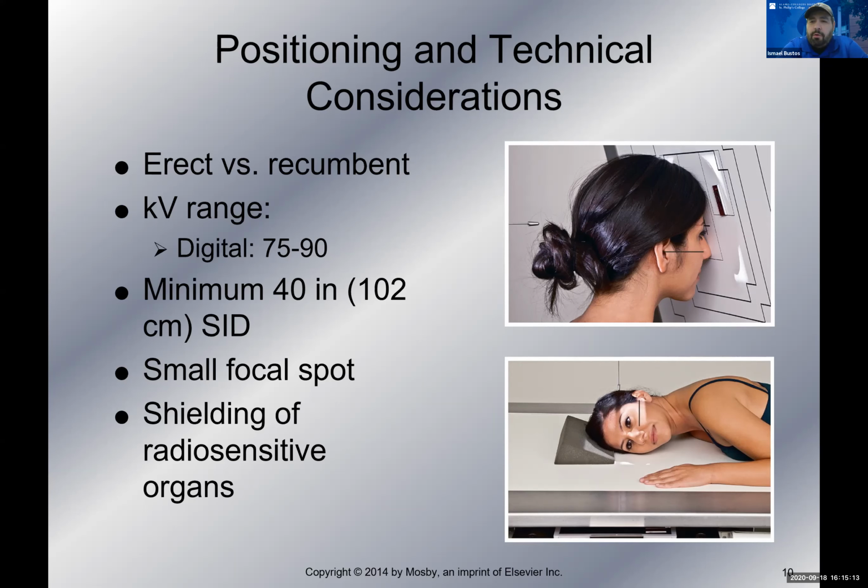The kVp range you'll see for all projections of the skull is somewhere between 75 to 90. So it normally doesn't go above 90 kVp. Minimum SID is 40 inches for all projections of the skull. There shouldn't be a reason why you need to go more than 40 inches. Small focal spot for better detail.